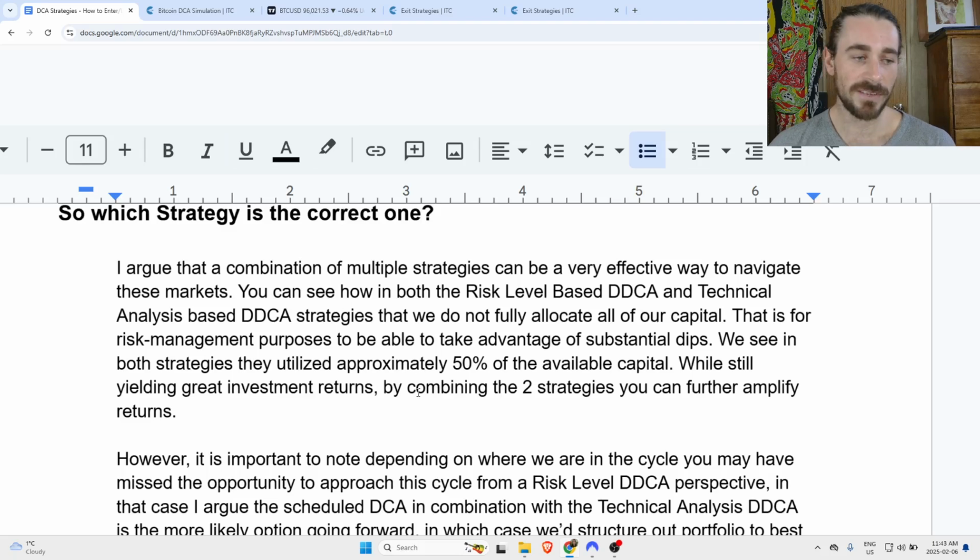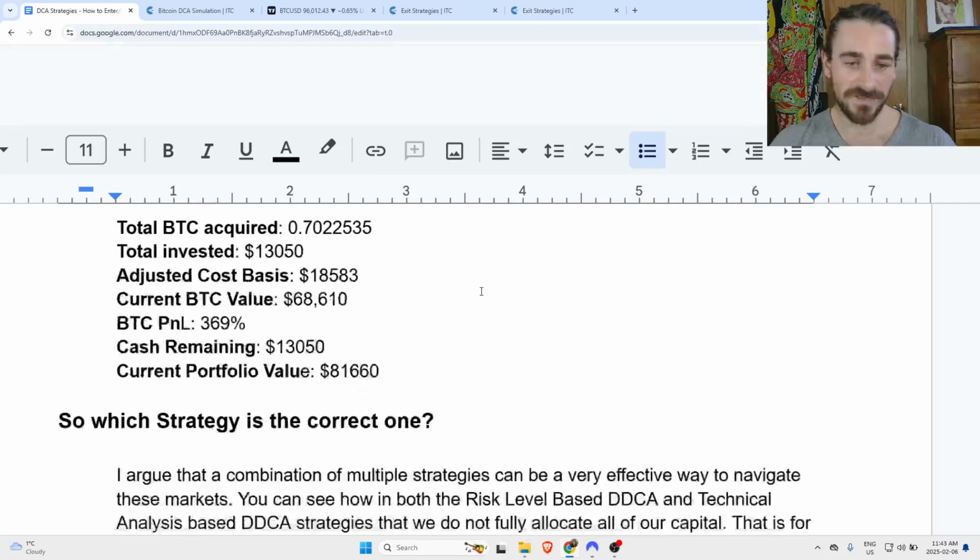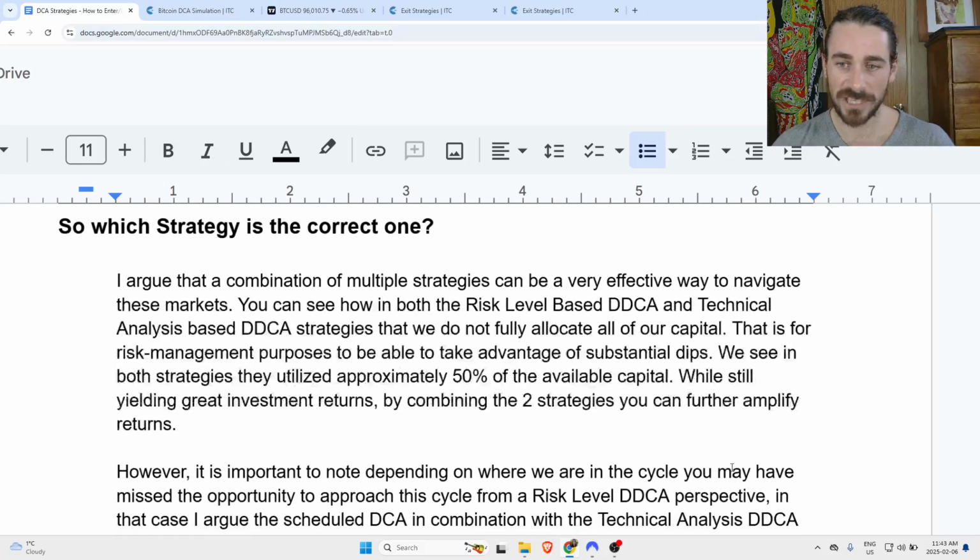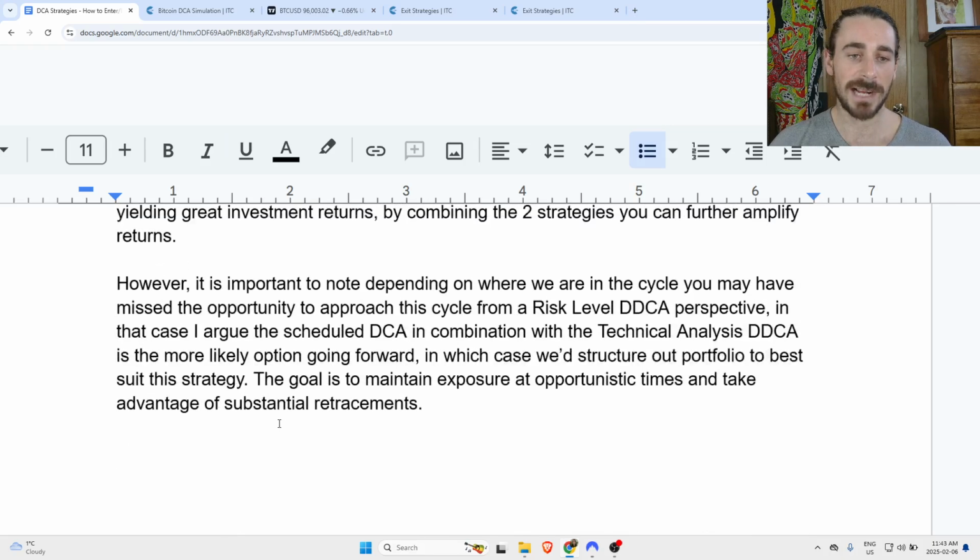That being said, you can use one, two, or three, whichever works best for your own strategy. Obviously, we don't fully allocate all our capital if we're doing risk level based or technical analysis based, just because we don't want that risk of the lump sum. For risk management purposes, to be able to take advantage of substantial dips, we do want cash available. And we see in both strategies, again, utilizing approximately 50% of the capital while still yielding great investment returns. So what happens when we combine the two strategies? That's what I want to look at.